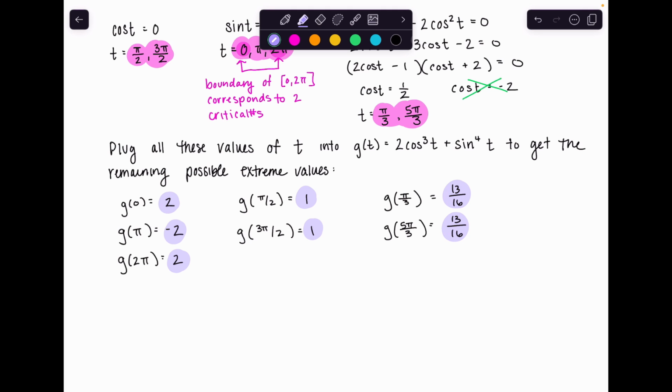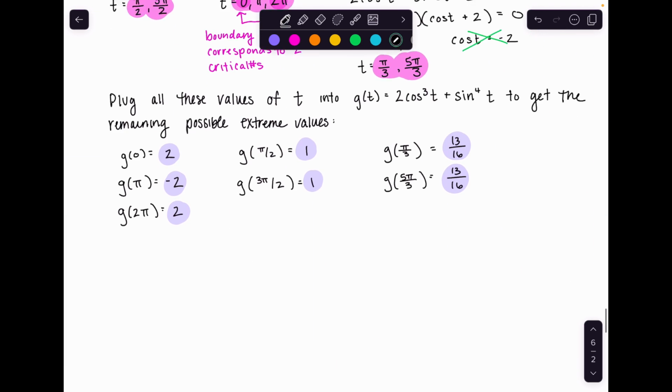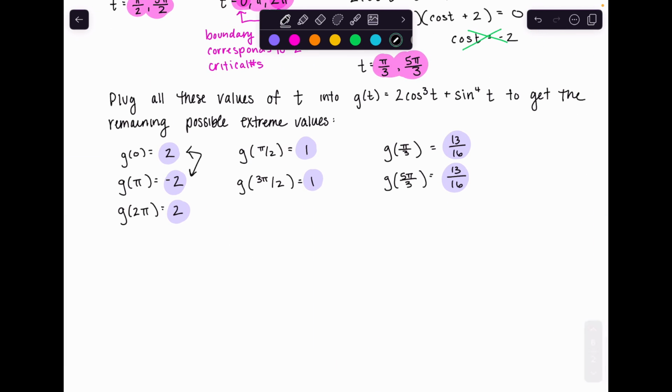So between all of my lists, I now find the smallest and largest outputs. Back up here, I had 0. Well, I definitely have ones that are smaller and bigger. 13 over 6 is like point something. So our third and final step is to find the largest and smallest values. Those are the extremes.